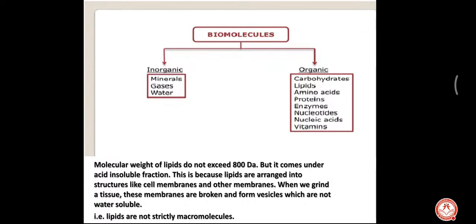From this we conclude that biomolecules can be organic or inorganic. Inorganic molecules include minerals, gases, and water, while organic biomolecules, that are macromolecules, include carbohydrates, lipids, amino acids, proteins, enzymes, nucleotides, nucleic acids, and vitamins.